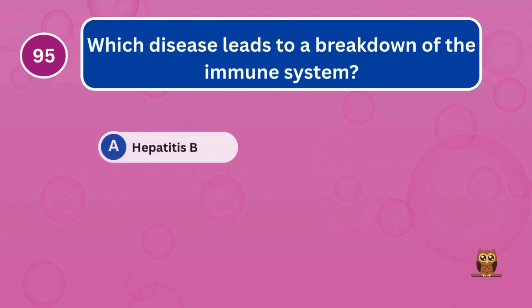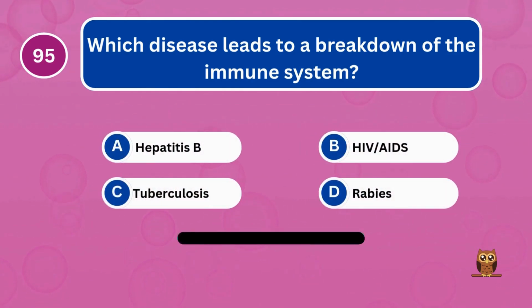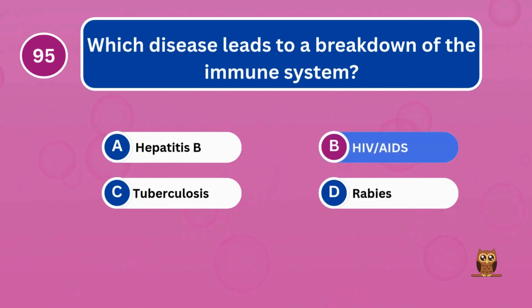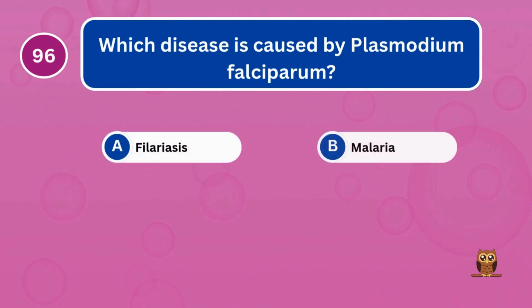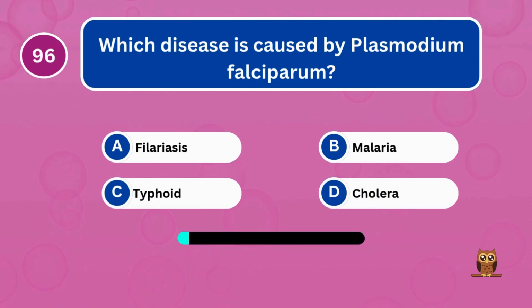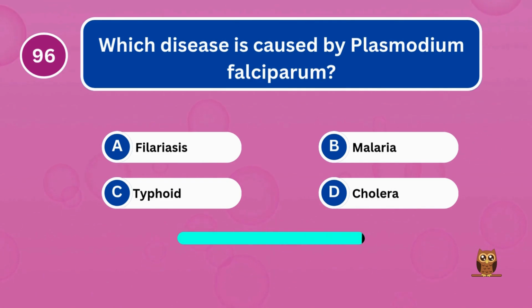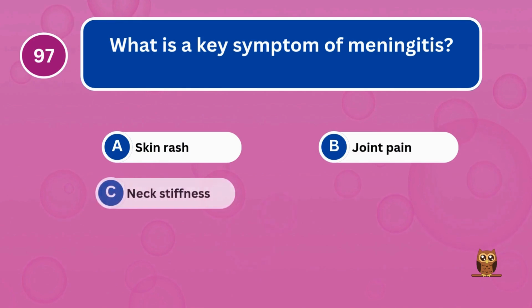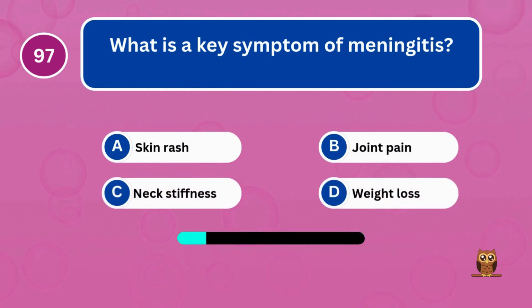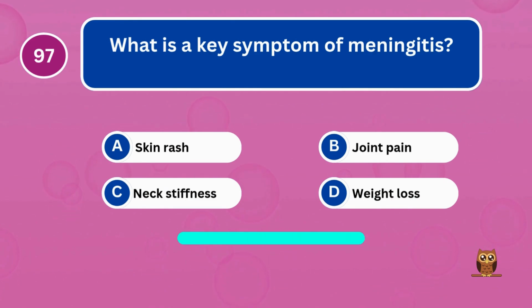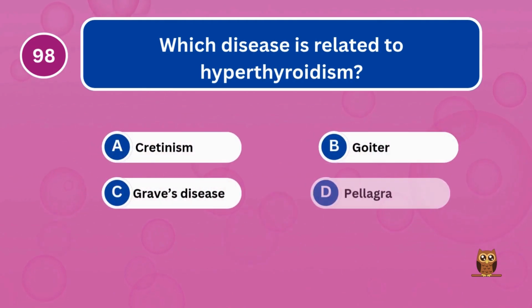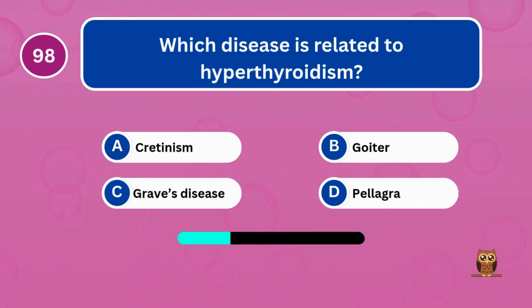Which disease leads to a breakdown of the immune system? HIV, AIDS. Which disease is caused by Plasmodium falciparum? Malaria. What is a key symptom of meningitis? Neck stiffness. Which disease is related to hyperthyroidism? Graves' disease.